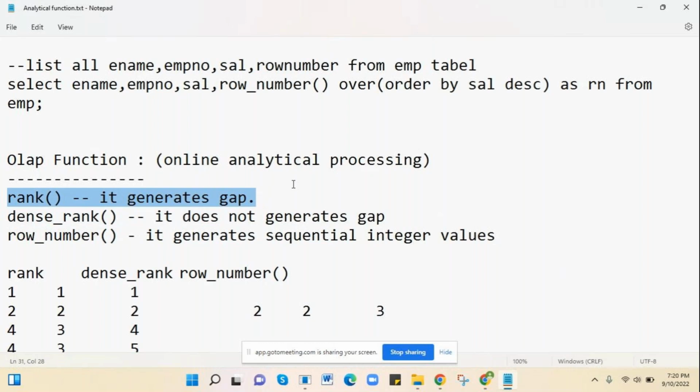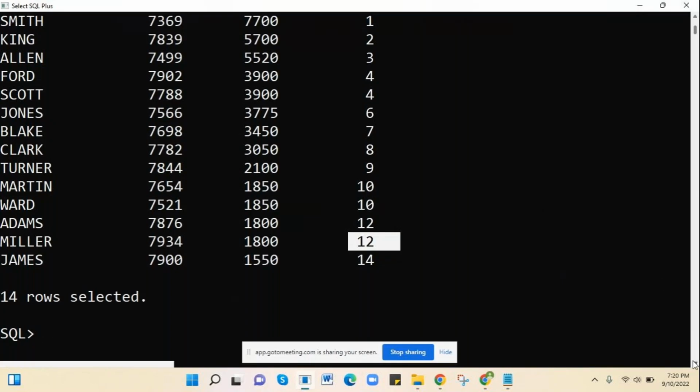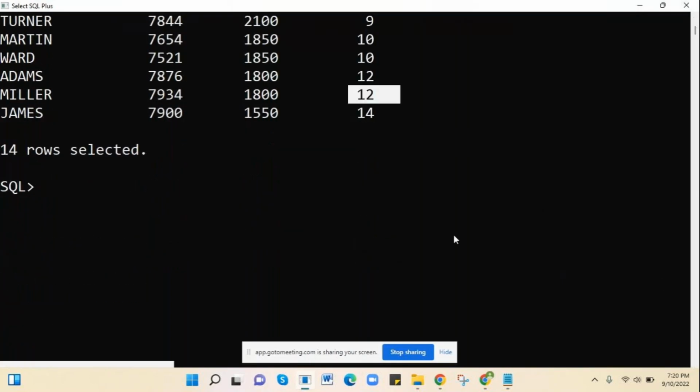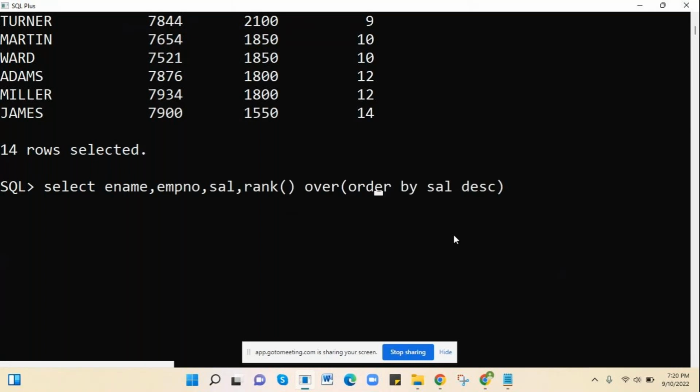To overcome that problem, they introduced one more function which is nothing but dense rank. Dense rank means it does not generate gaps. You see here. Remaining everything is the same. Just instead of rank, use dense underscore rank.